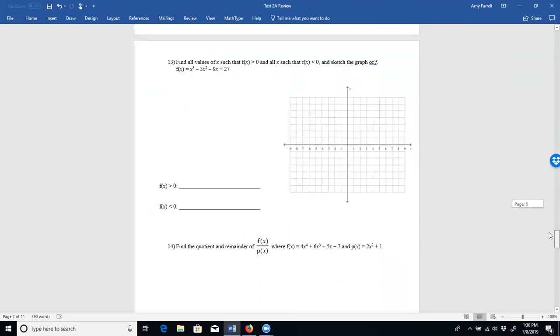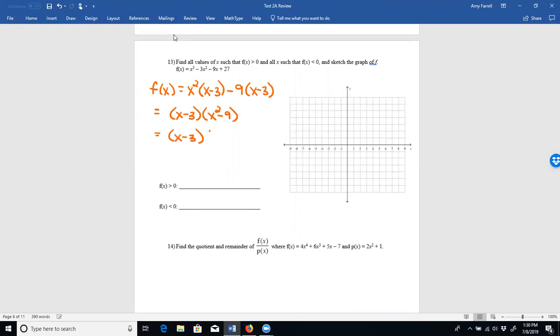Okay, number 13. So this one is very similar. I'm going to factor, just as I did with number 12. I'm going to pull out an x squared from the first two terms. I'm left with x minus 3. Then I'm going to pull out a -9, left with x minus 3 again. My factors are x minus 3 and x squared minus 9. X squared minus 9 is a difference of squares. It will factor as x minus 3, x plus 3.